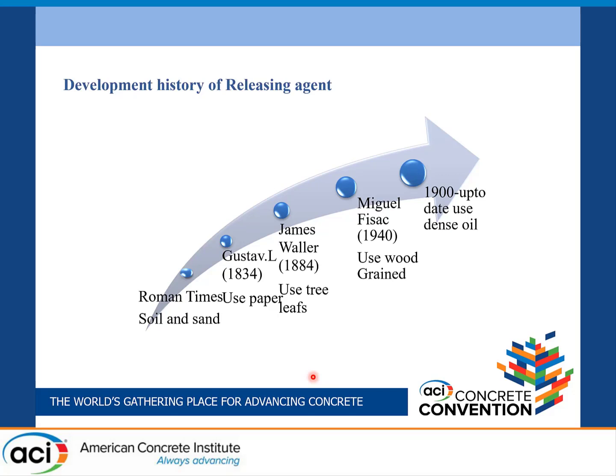After that, Gustav L. in 1834 used paper as a releasing agent to stop the concrete sticking to the formwork. After that, James Waller in 1884 used tree leaves to get a good and decorative surface. After that, Michael Fasek in 1940 used wood grain for easy detachment of the concrete from the formwork. And in 1900, after that, they used dense oil.